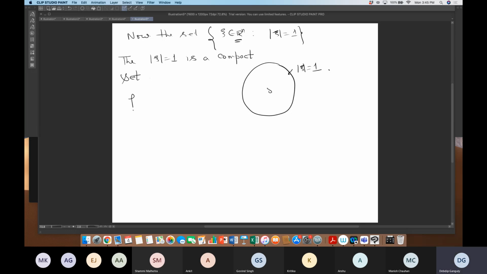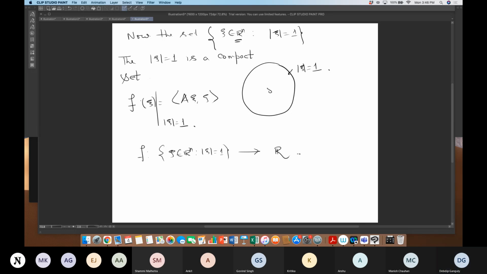And now you consider the function f, which we define on the set of xi in R^n such that |xi| = 1. What can you say about that function? It is defined on a compact set. So what can I say about the function f? f is a continuous function on a compact set, so it is bounded. Yes.